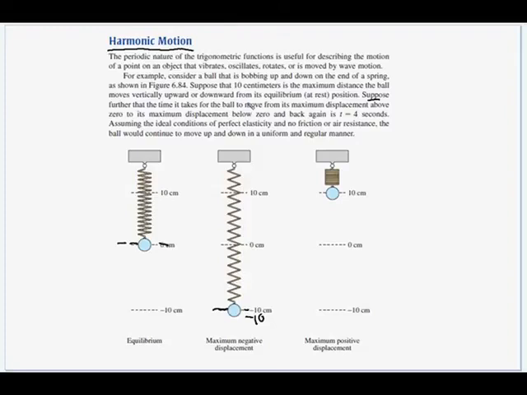Suppose further that the time it takes for the ball to move from its maximum displacement above 0 to the maximum displacement below 0 and back again is 4 seconds. So let's say we're here up at where the spring is fully compressed. To have the spring fully extend and then come back up takes 4 seconds. Assuming the ideal conditions of perfect elasticity and no friction or air resistance, the ball would continue to move up and down in a uniform and regular manner.